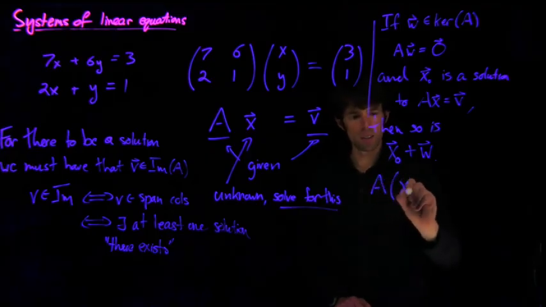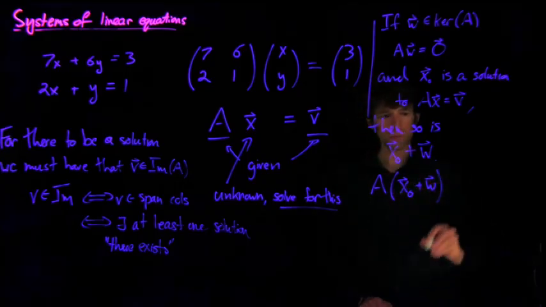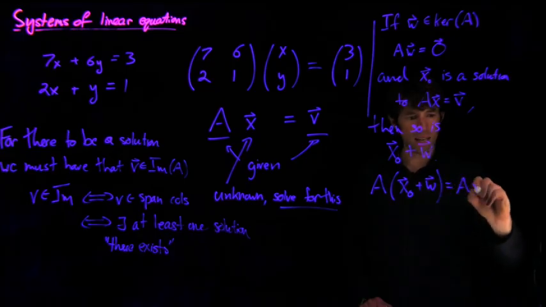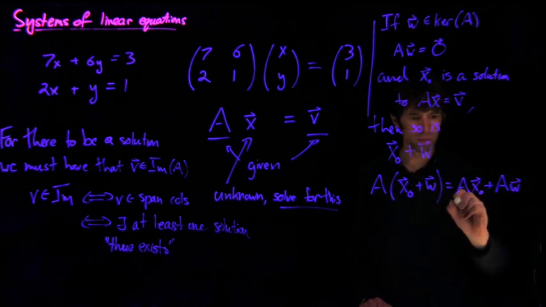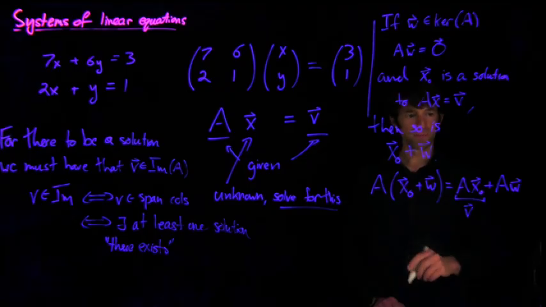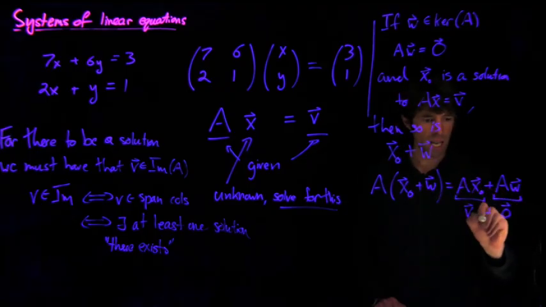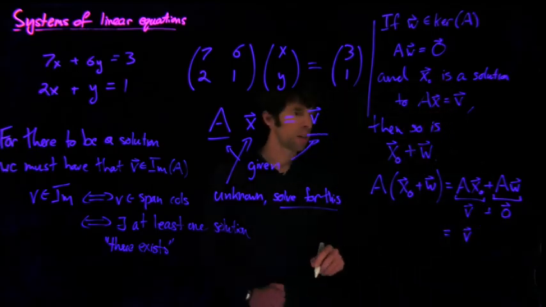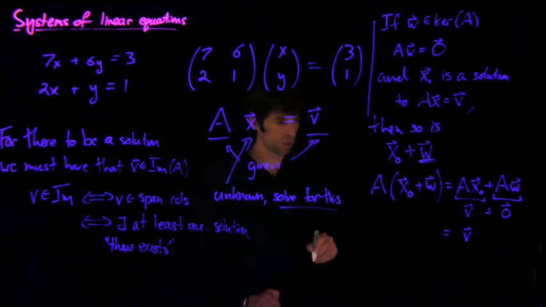So A times x naught plus w is equal to, using the fact that this is linear, I can write this as A times x naught plus A times the w vector. This one here is my right-hand side vector v, because I've assumed that x naught is a solution. And this one here is the 0 vector. And when I add those together, I get my right-hand side vector v.